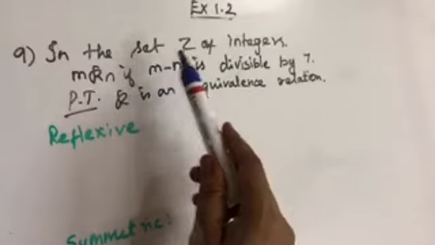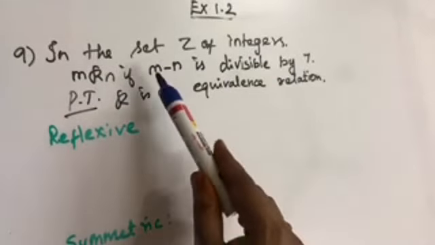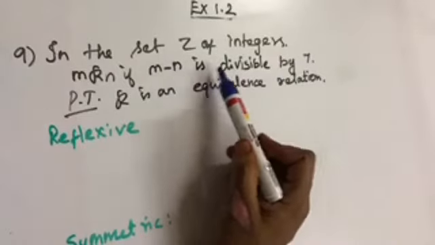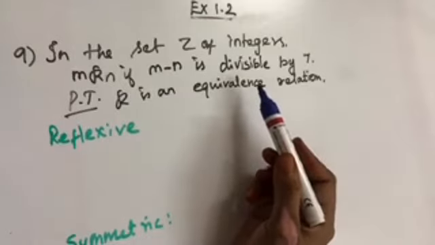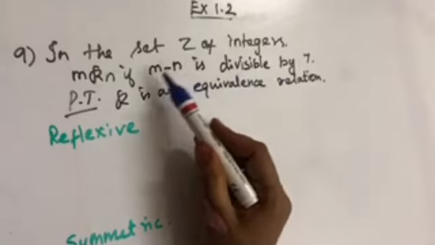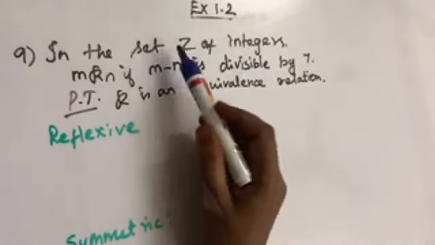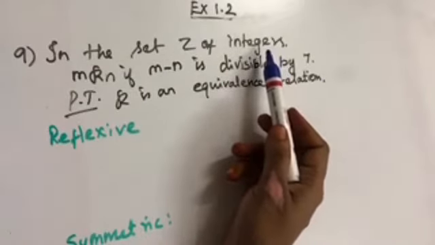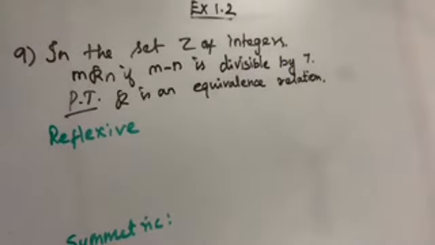In the set Z of integers, m is related to n if m minus n is divisible by 7. Prove that R is an equivalence relation. M minus n is divisible by 7 means some number that can be divided by 7. Okay. In the set Z of integers. Integers means what? All positive numbers and as well negative numbers are also included in that.